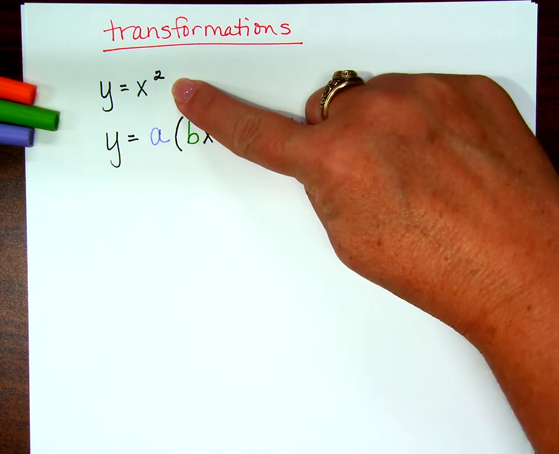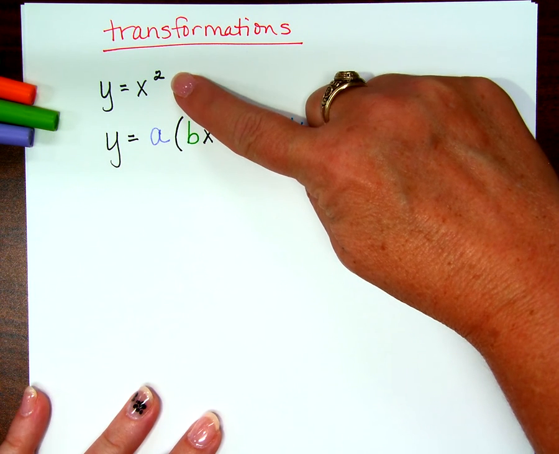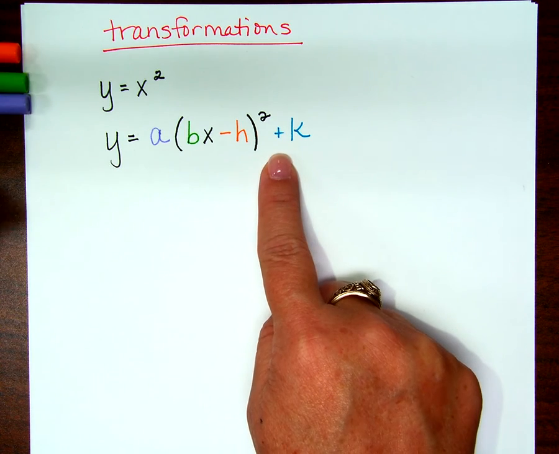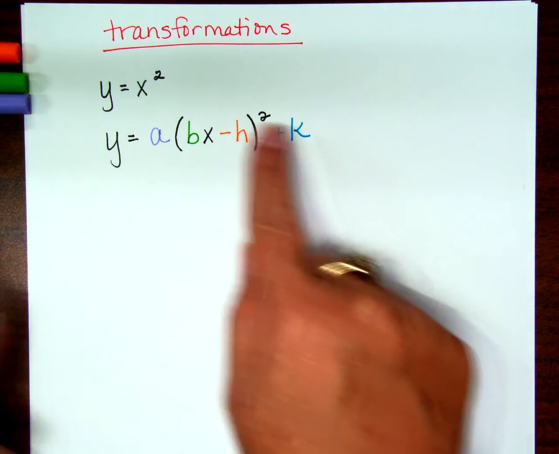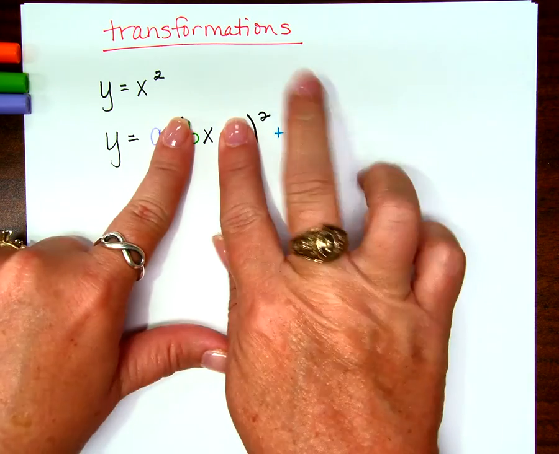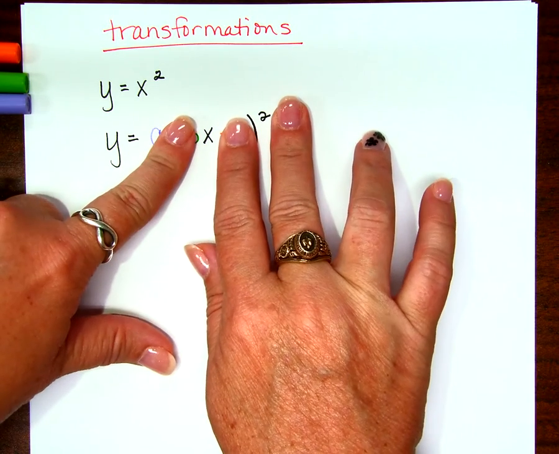What parent function is this? Quadratic, okay? This is the thing that we're going to talk about today. All the different transformations that a quadratic can make. Do you still see the parent function in there? You still see it, x squared?